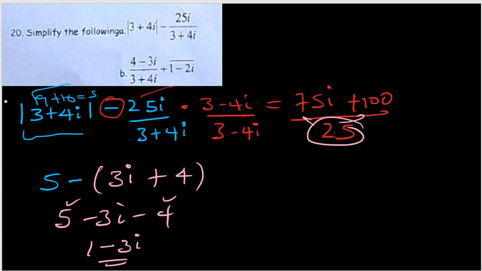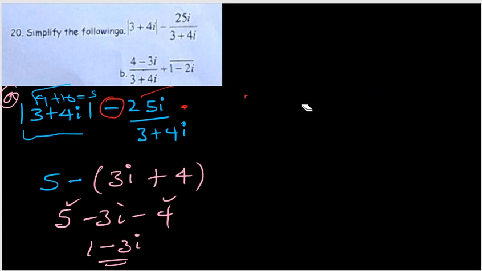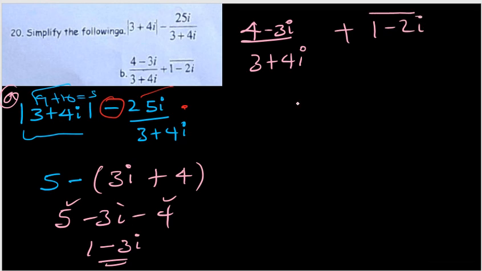This is the answer for A, the first part. Okay, let's do the second part here. Let us use this space. The second part: (4 minus 3i) over (3 plus 4i), plus the conjugate of 1 minus 2i. So what I can do here again, I can multiply by the conjugate of the denominator, 3 minus 4i over 3 minus 4i.